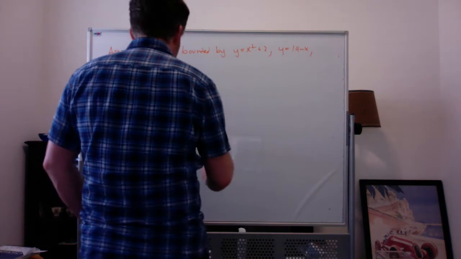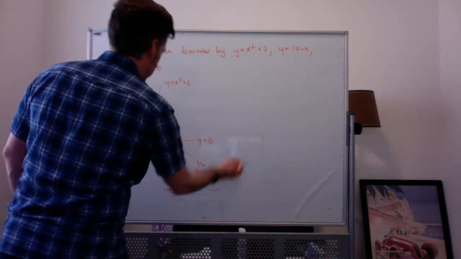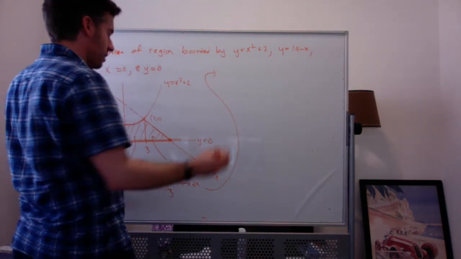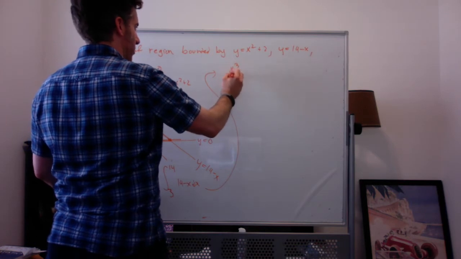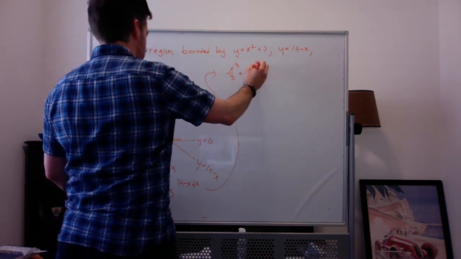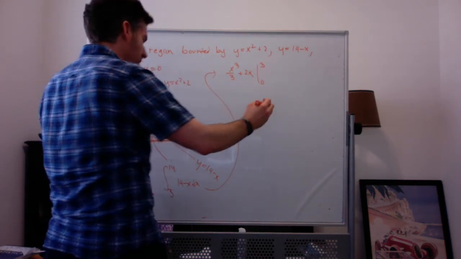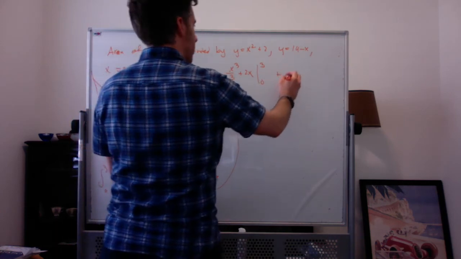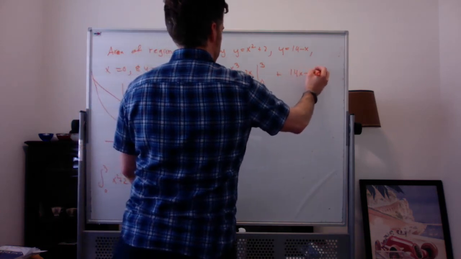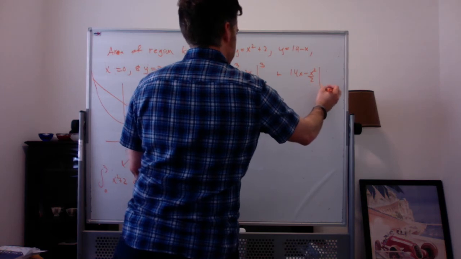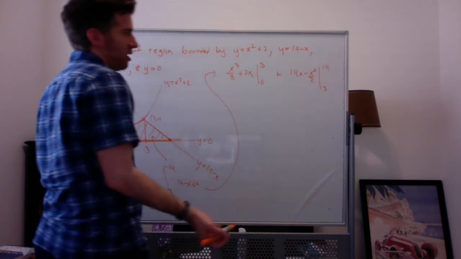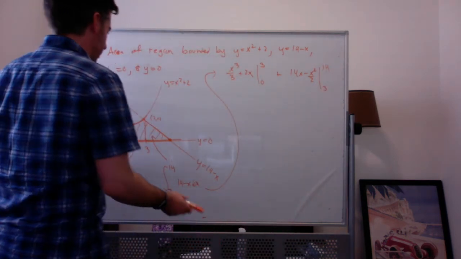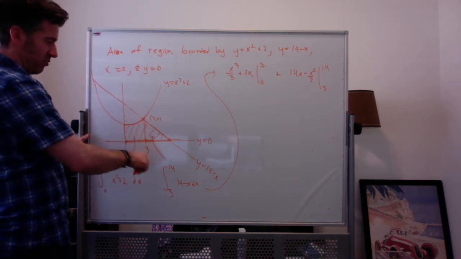So to do this, let's go up here. Integrating this, I get x cubed over 3 plus 2x from 0 to 3. Integrating this, I get 14x minus x squared over 2 from 3 to 14. Not terrible, but just not quite as nice. So when you have different functions as your top function, you have to break it up.